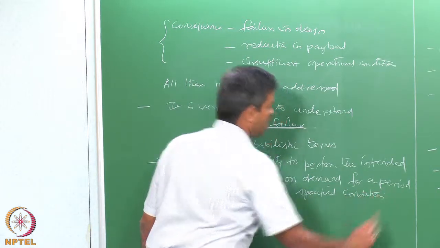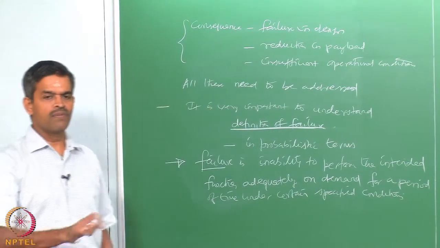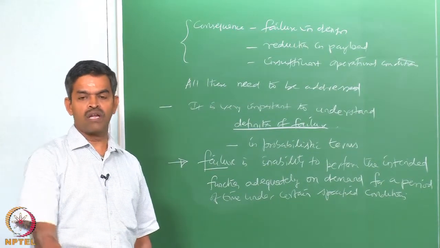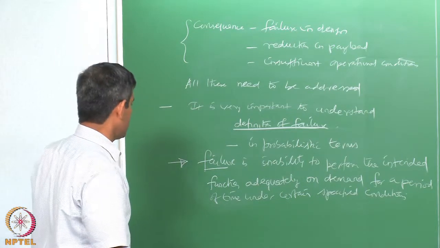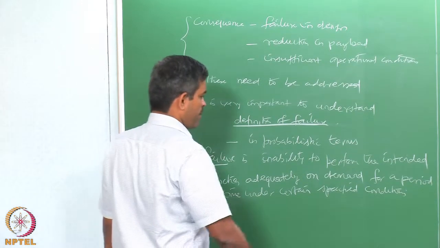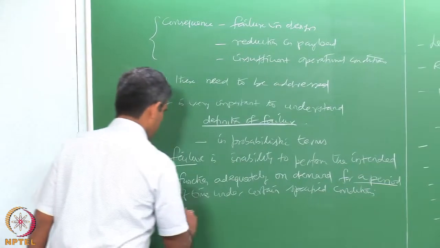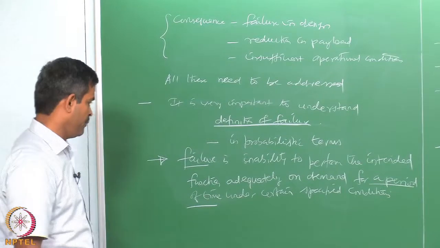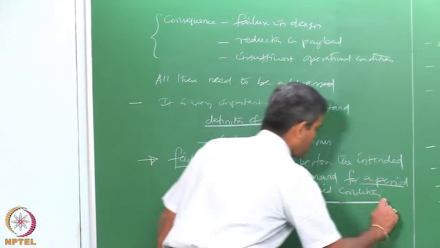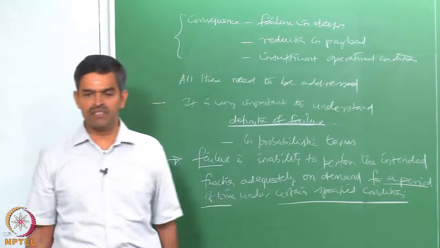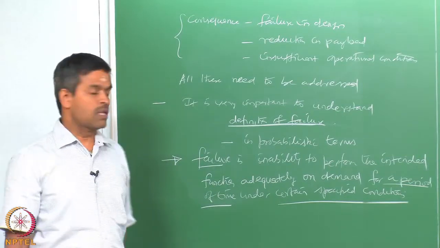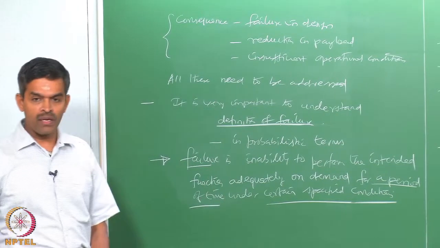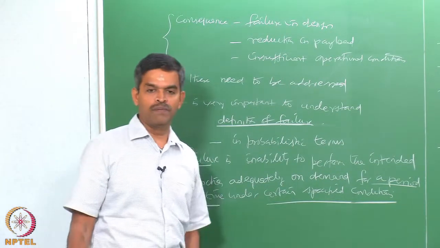So, there are many classical points when you define failure. These are the classical points which are important when you define reliability also. So, what are those points? Period of time. Reliability is applicable only for a period of time window under certain specified conditions. So, you have to pre-specify the conditions under which the performance of the system is not satisfactory when it is intended to perform on demand.